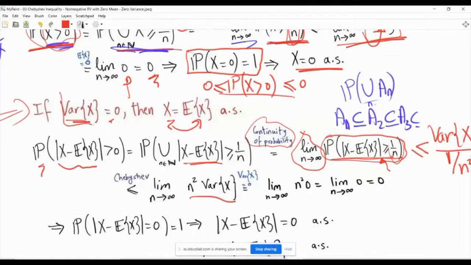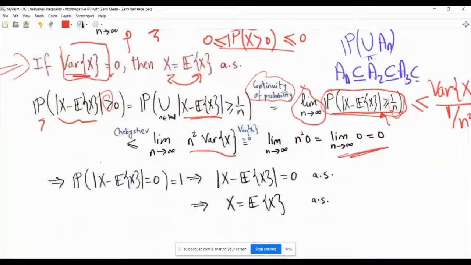But it's given that the variance of X is exactly equal to 0. So for every natural number n, n squared times variance of X is 0, because it's given that the variance is 0. So we have the all-zero sequence, so its limit is 0. So the probability that the absolute value of X minus the first moment is strictly greater than 0 is 0.